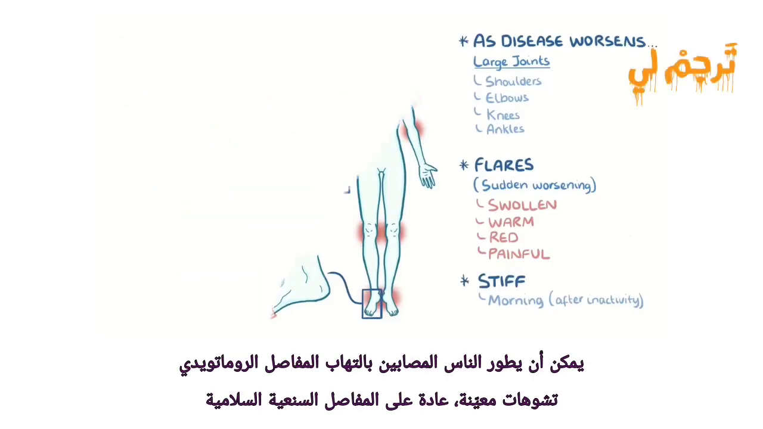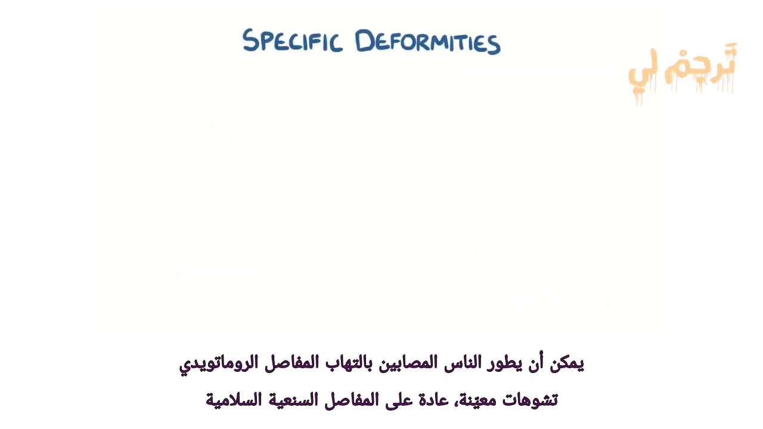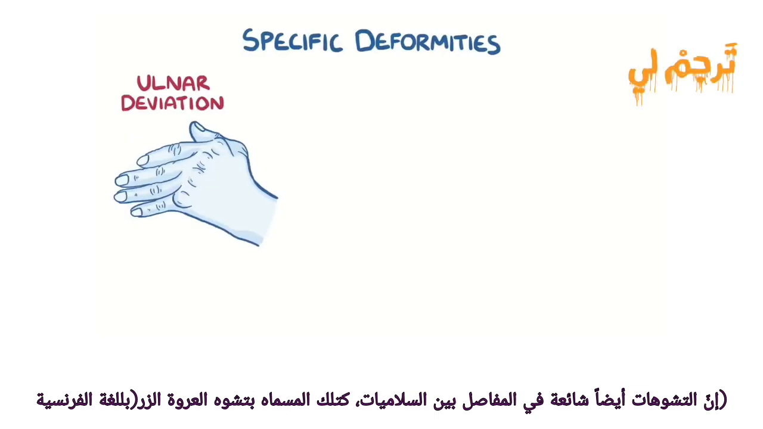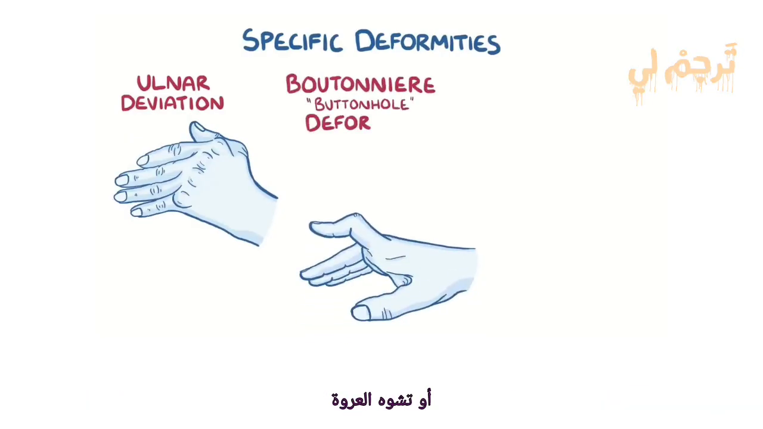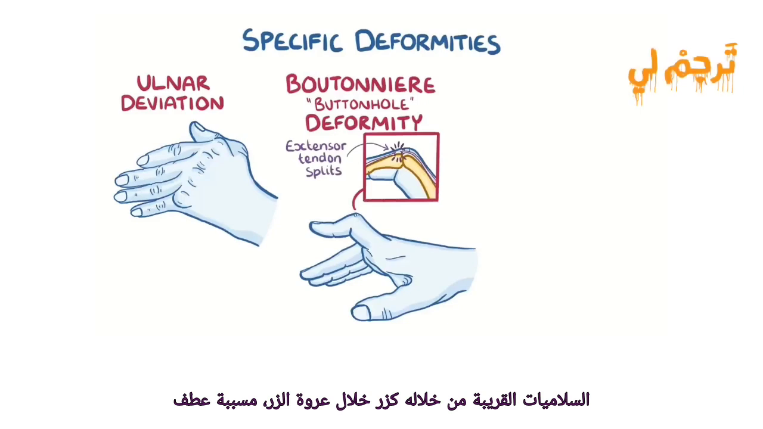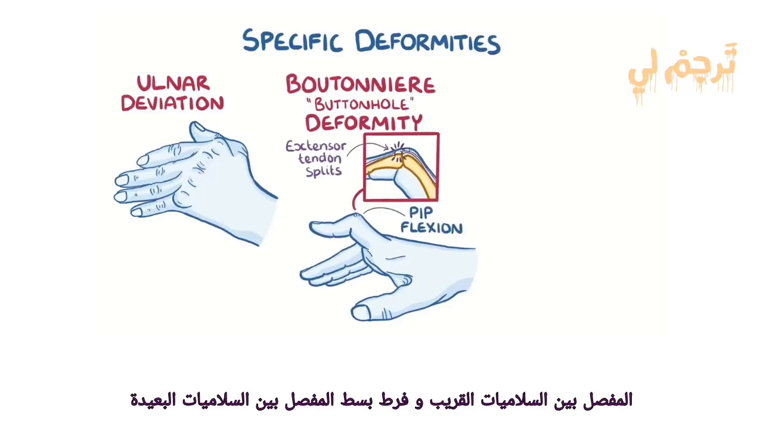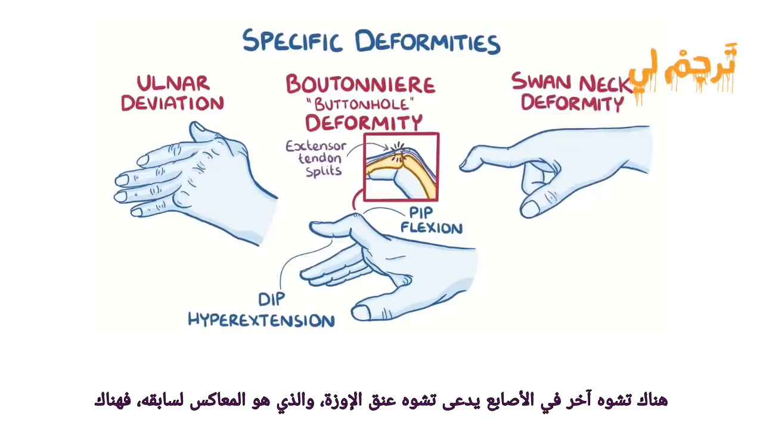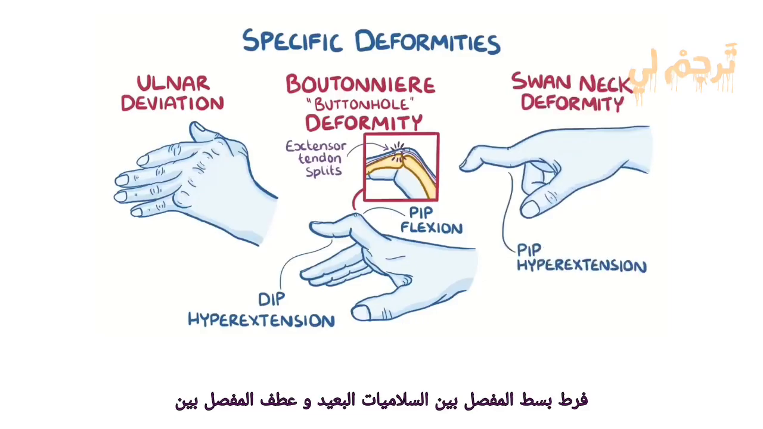People with rheumatoid arthritis may develop specific deformities, usually of the metacarpophalangeal joints of the hand, such as ulnar deviation of the fingers. Deformities are also common in the interphalangeal joints, such as the so-called boutonniere or buttonhole deformity. This occurs when the extensor tendon in the back of the finger splits and the head of the proximal phalanx pokes through, like a button through a buttonhole, causing flexion of the proximal interphalangeal joint and hyperextension of the distal interphalangeal joint. Another finger deformity is the swan neck deformity, which is the opposite. So there's hyperextension of the proximal interphalangeal joint and flexion of the distal interphalangeal joint.